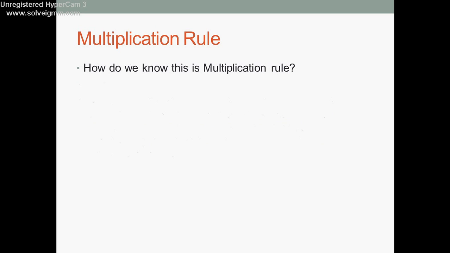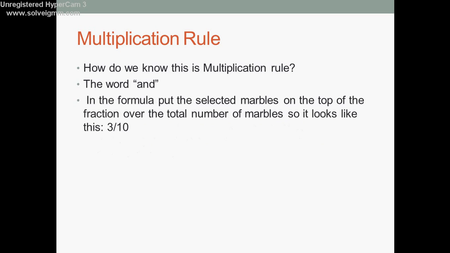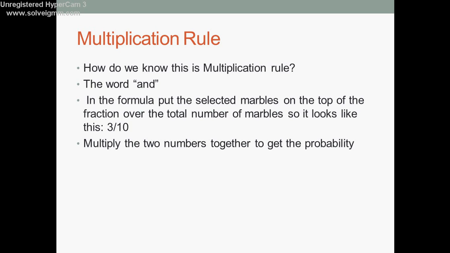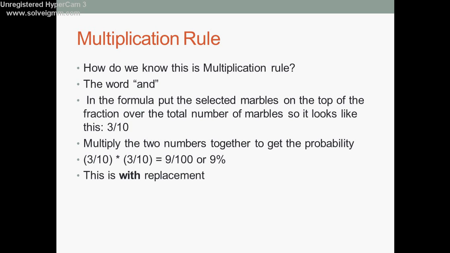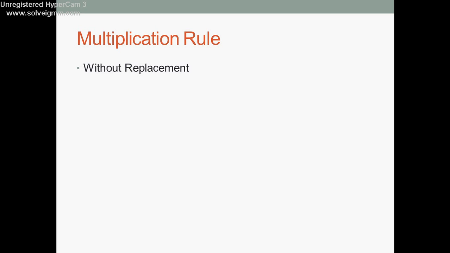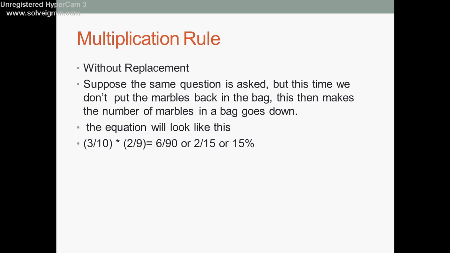How do we know this is the multiplication rule? The word "and." In the formula, put the selected marbles on the top of the fraction over the total number of marbles, so it looks like this, 3 over 10. Multiply the 2 numbers together to get the probability. And the answer is 9%. This is with replacement. For the next example, we will not be replacing the marble. It makes the total go down. The equation will look like this. And the answer is 15%.